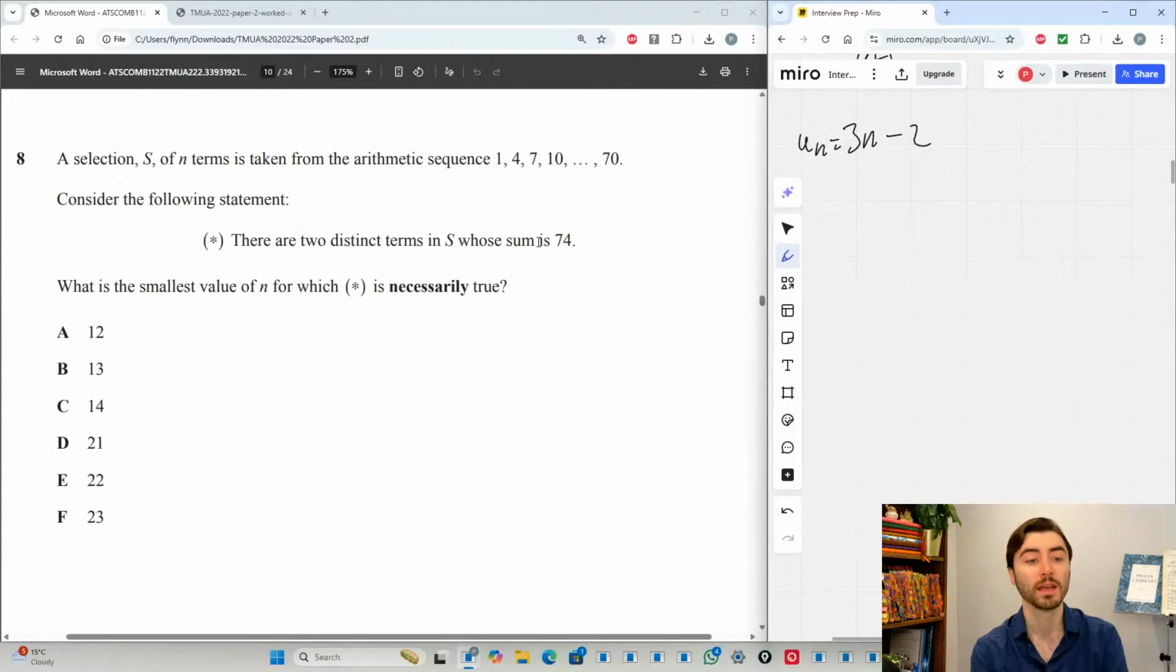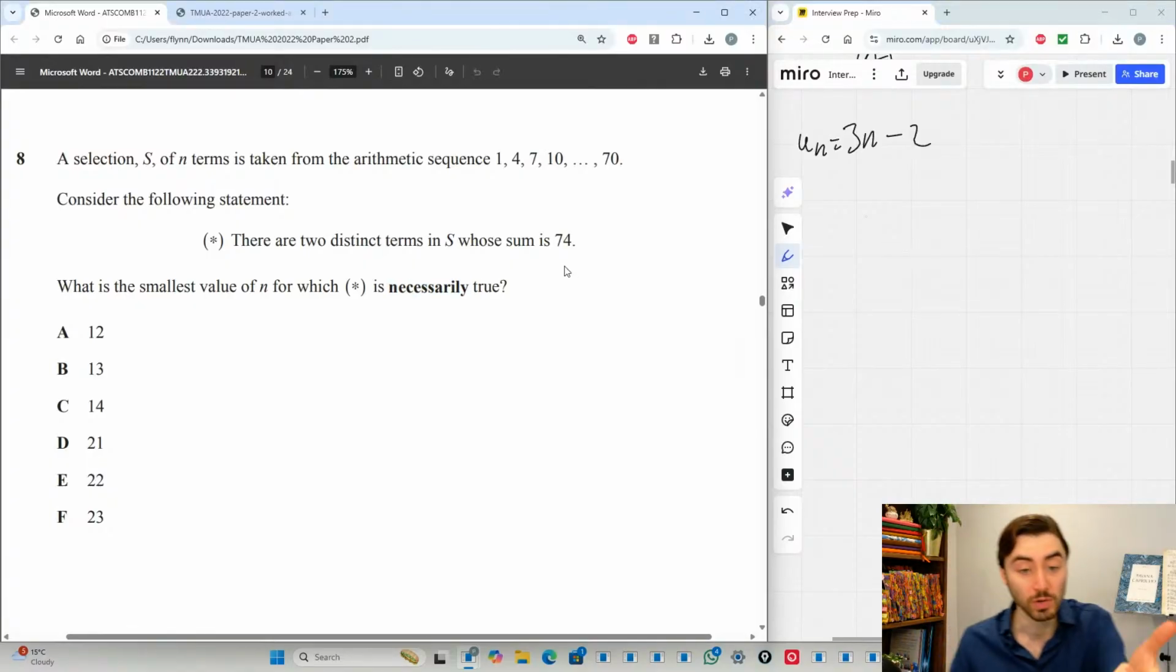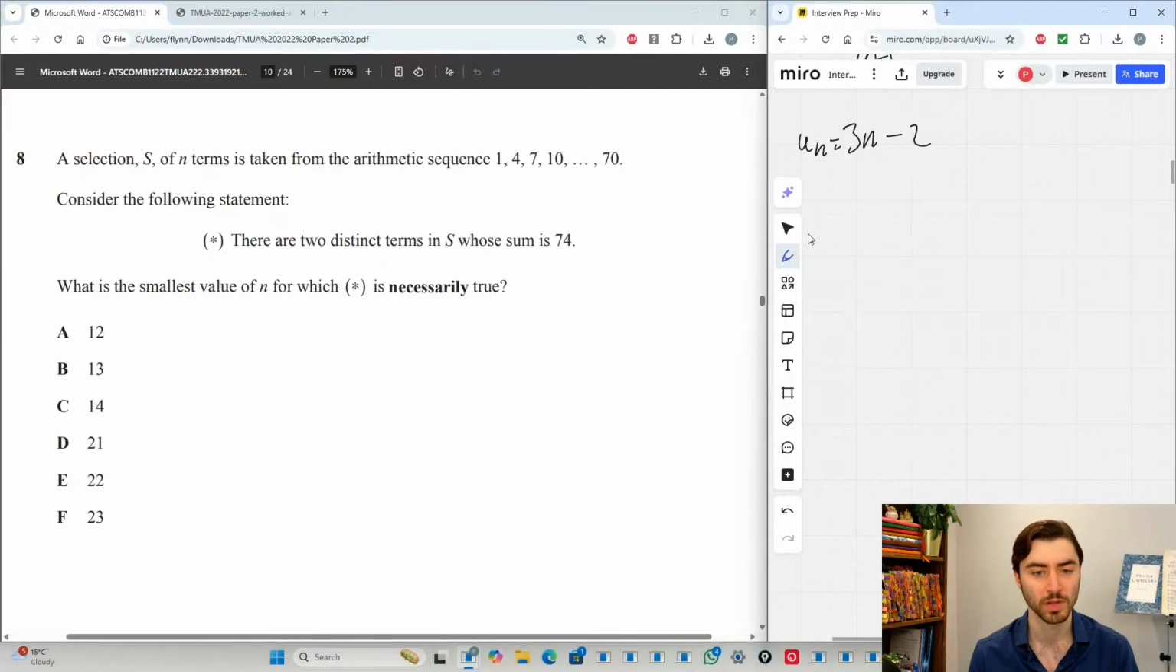Okay, so how many terms do I take out? It's necessarily true, so it means it can't be 2. Let's say I find 2 terms whose sum is 74. I can't say the answer is 2 because I could select 2, for instance, 1 and 4, whose sum is not 74. Let's work out how many terms there even are in this. 70 equals 3n minus 2, so 72 equals 3n. Divide that by 3, you get 24. There are 24 terms in total.